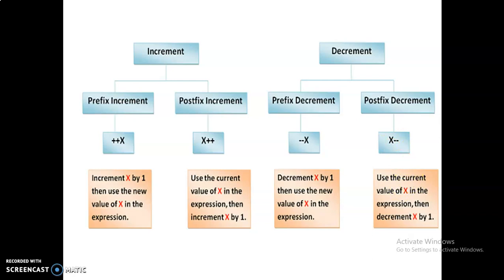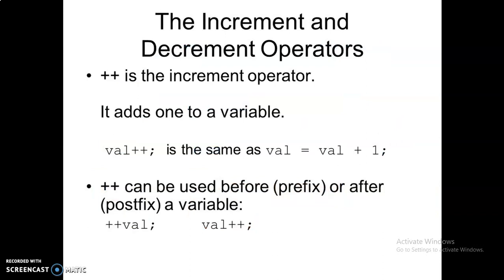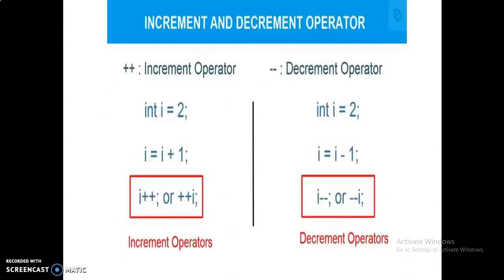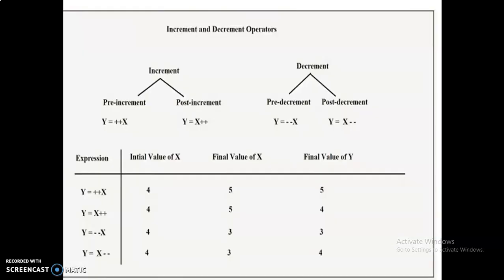Okay, so this is the increment and decrement operator. This is example 2. I assign the value i is equal to 2. That means i equals i plus 1. This may be a prefix or postfix; either one of them may be used in your program. This is the detailed example of the increment and decrement operator. This is the pre-increment, this is the post-increment.